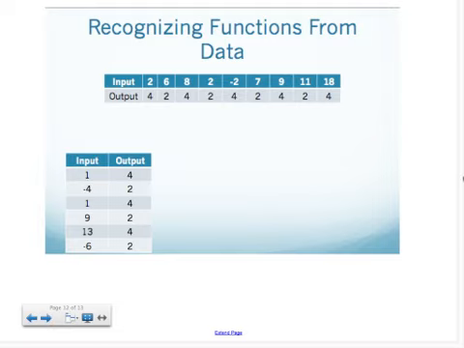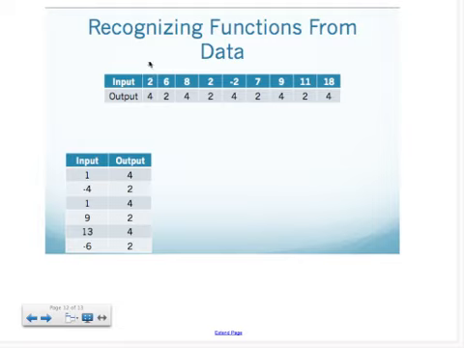Okay, I told you functions could be represented by tables. So here is a horizontal table where the inputs are above the outputs, and here's a vertical table where the inputs are next to the outputs. One of these is a function, one of these is a relation that's not a function. Let's see if we can determine which is which. So remember that a function can have only one output for one input.